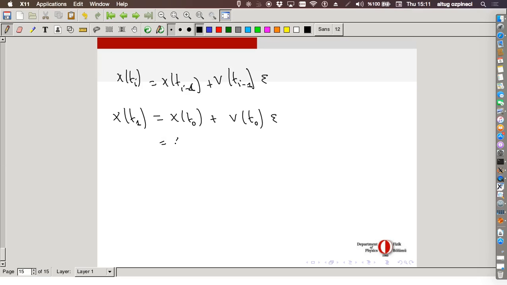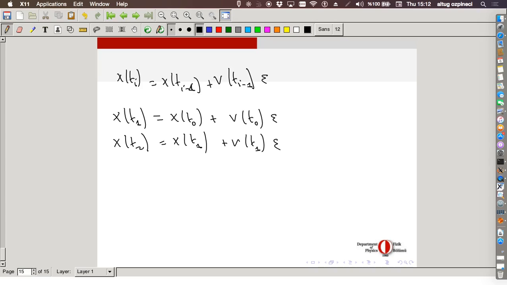Now, I know its position at time t1. I already calculated it over here. I'm assuming that I know the velocity at any time, so I know the velocity at that time t1. This will be the displacement of my object starting from t1 up to t1 plus epsilon, which I will call t2. This is the displacement, this is the initial position. So if I sum them up, I get the position of my object at time t2. Agreed? Any questions on this one?